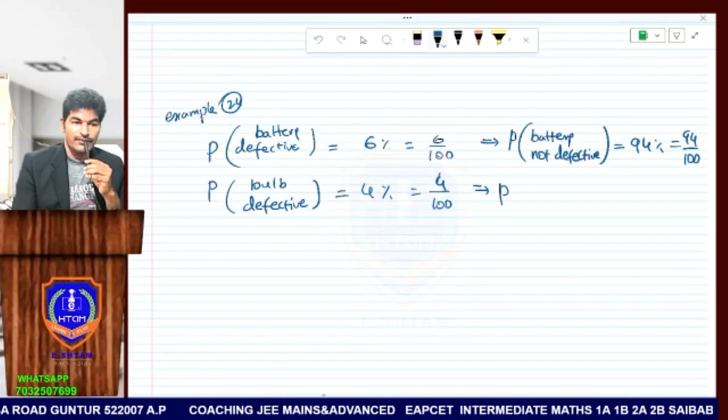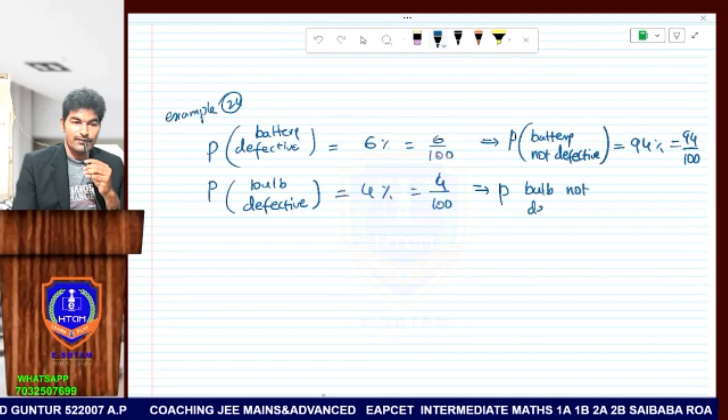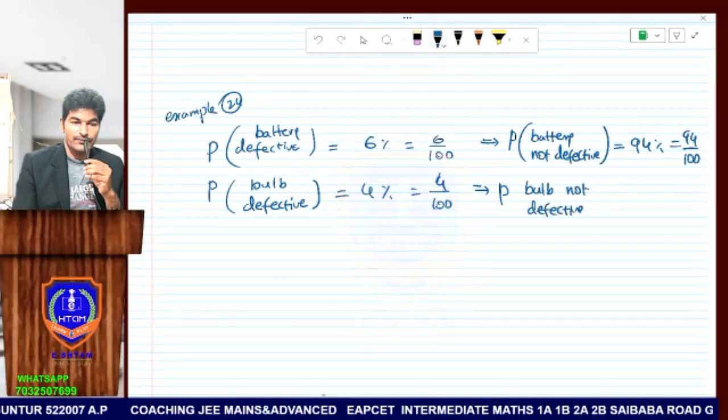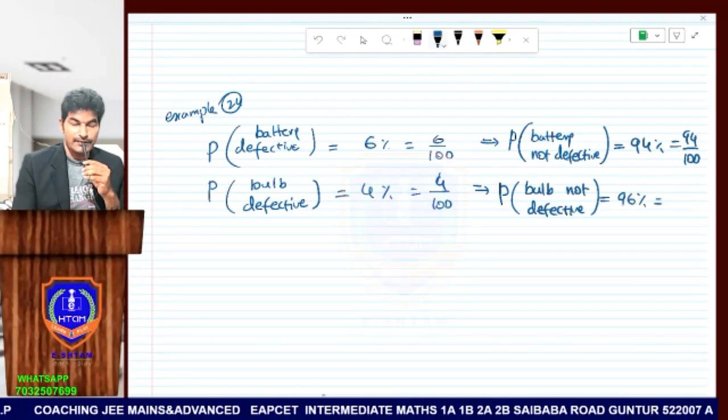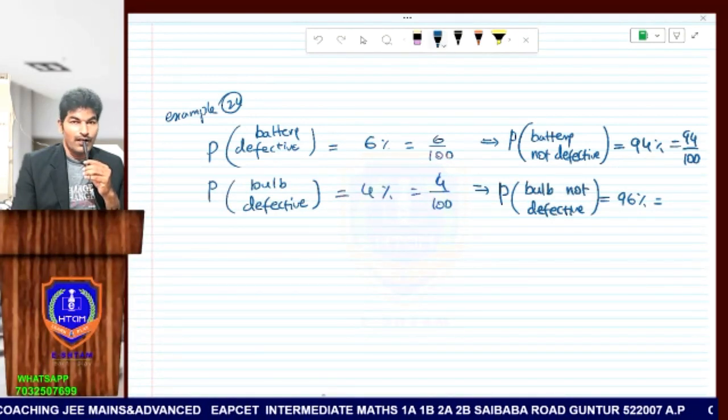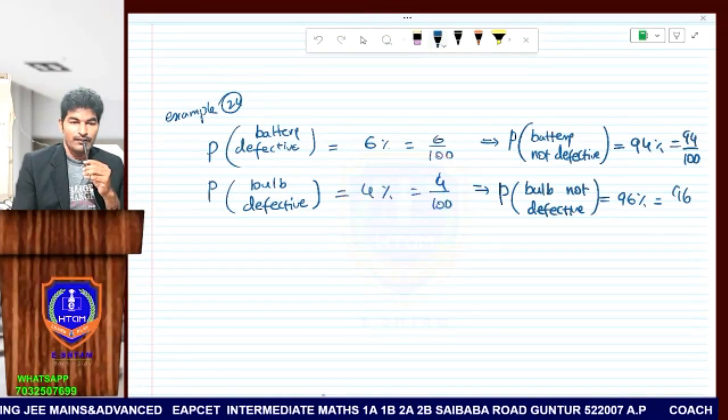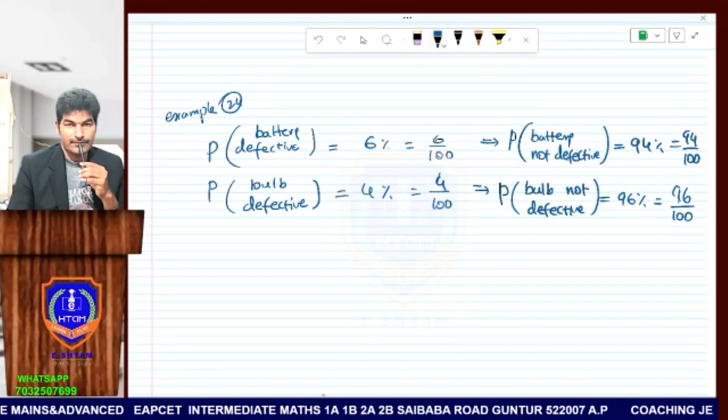Also bulb defective and probability of bulb not defective. Okay. Bulb not defective. That means it's a good bulb. 4% initially he mentioned as the defective chance, and not defective chance will be how much? 96%. That means out of 100 you tested, 96 are good, 4 are not good. So 96% you can write as 96 by 100. Understood?